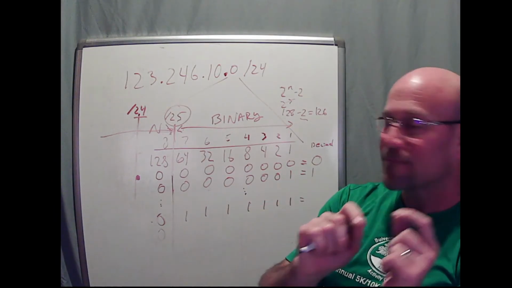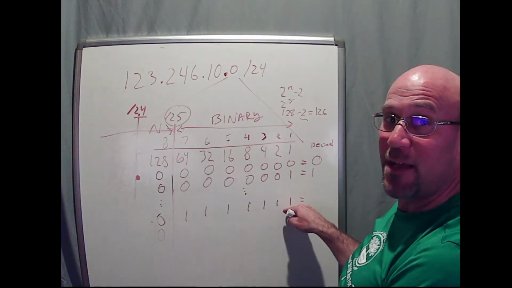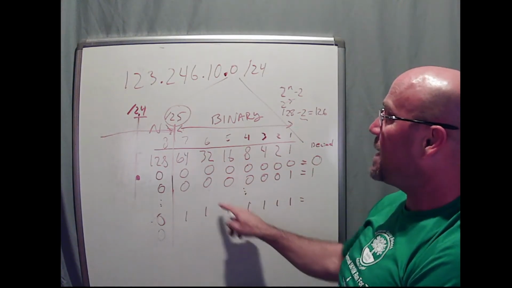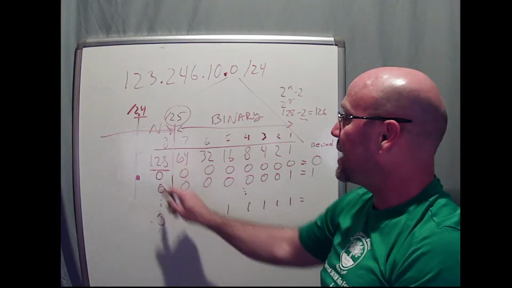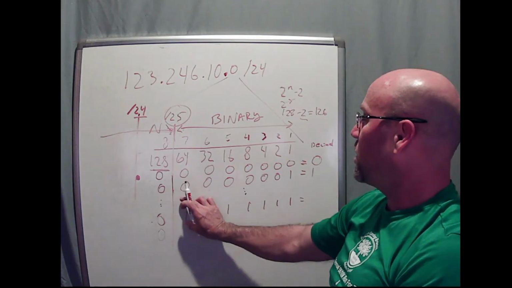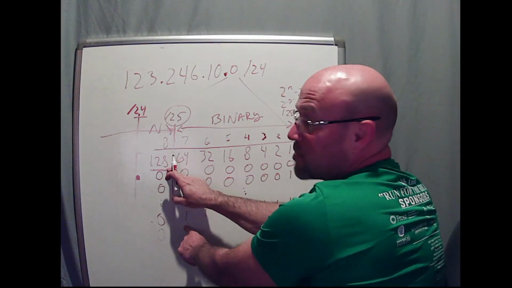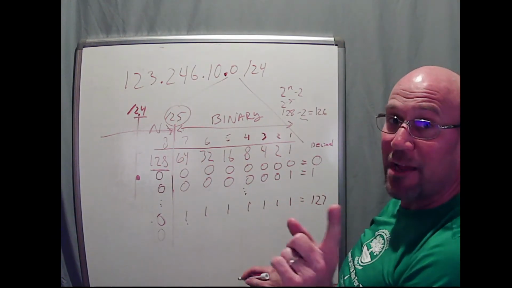Quick rule. When you have all ones and you want to know what it equals, you don't need to sit here and add all those up. It's always one less than the next column heading over. If you want to know what all those ones equal, it is one less than 128. The answer is 127. You want to check me on that?